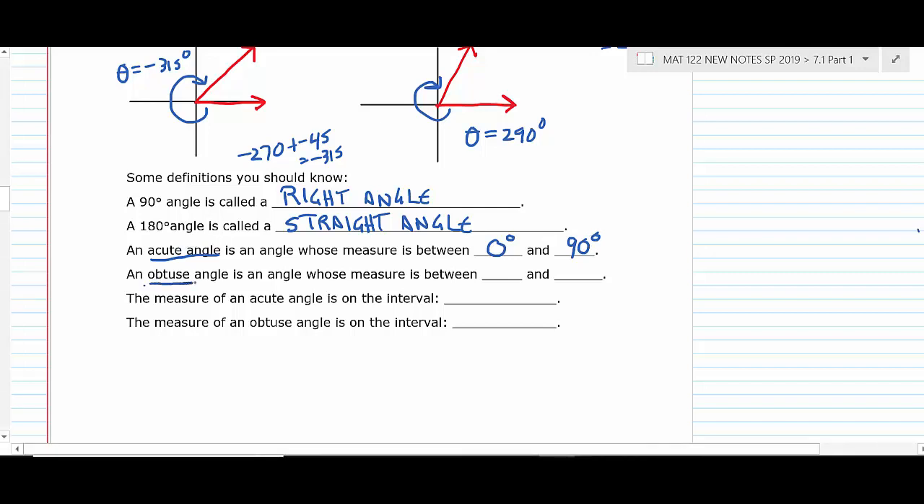An obtuse angle is a bigger angle that goes past 90 degrees.